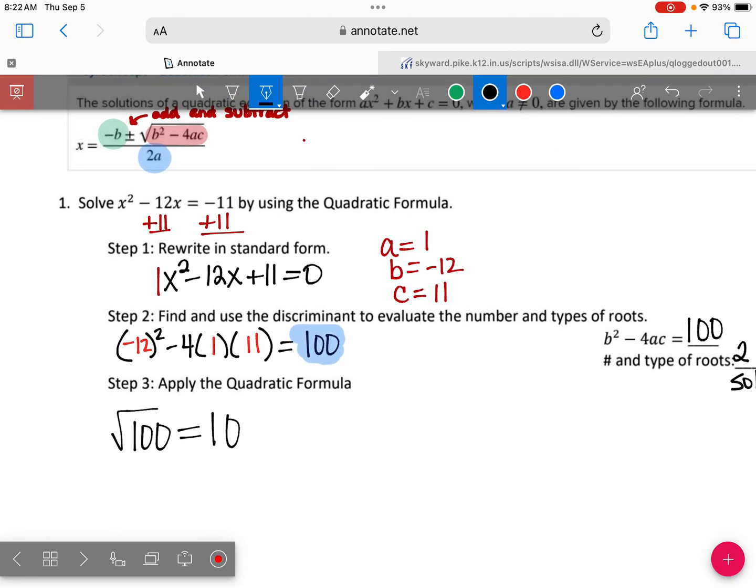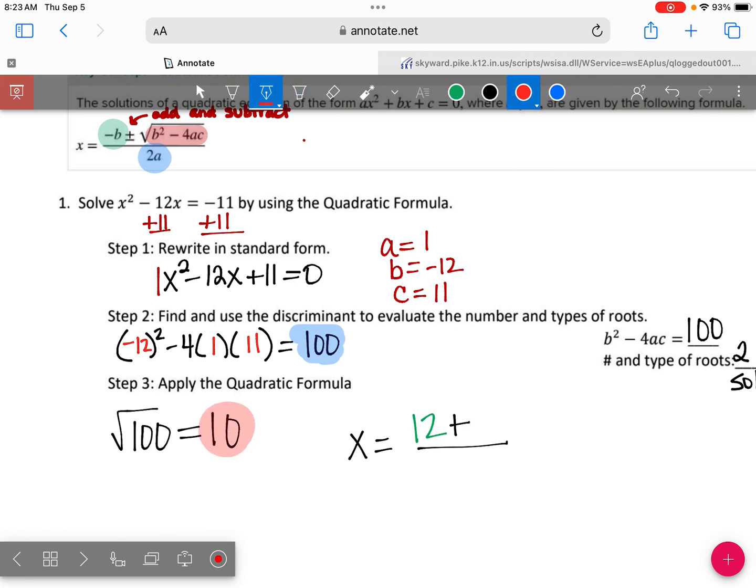So x equals, so we have the opposite of b. Does everyone see how that says opposite of b? So if b is negative 12, what do you think the opposite of negative 12 is? Positive 12, good job. Positive 12 plus, and then we're going to put this number here.